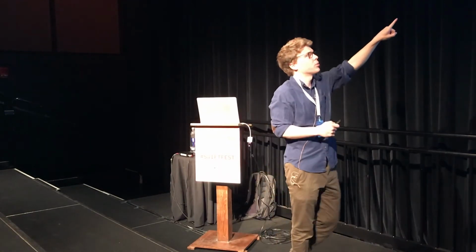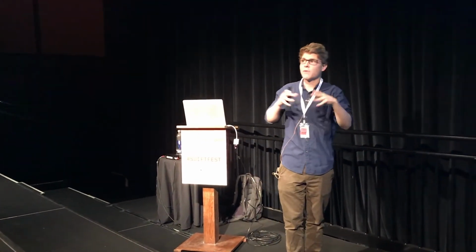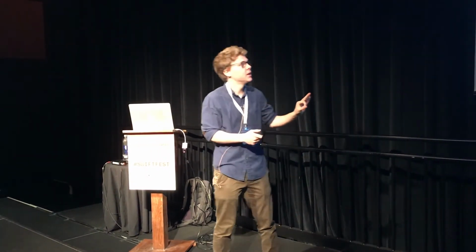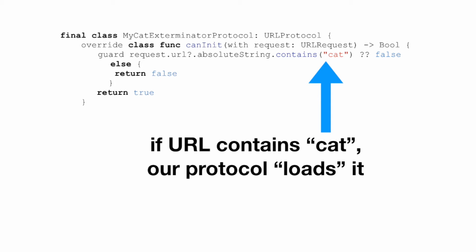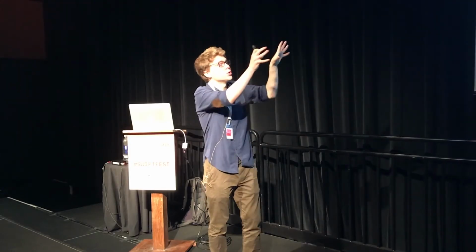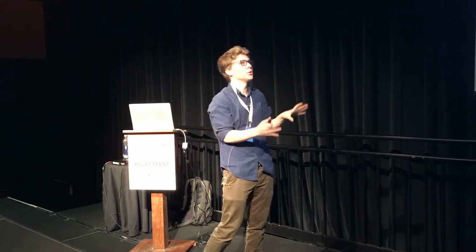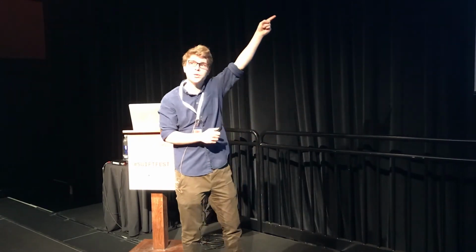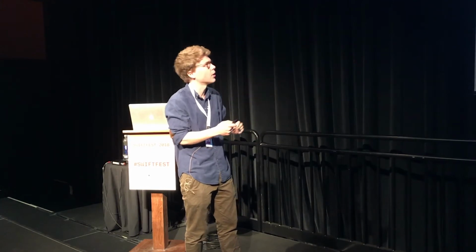The goal of our protocol involves every time there's a request whose URL has the word cat in it, we're not going to let it load or talk to the network. So, if it contains cat, we're going to return true so that we use our cat exterminator protocol for those requests. If we return false in canInit, the protocol is not used, right? We use the default system protocol, not our exterminator protocol.